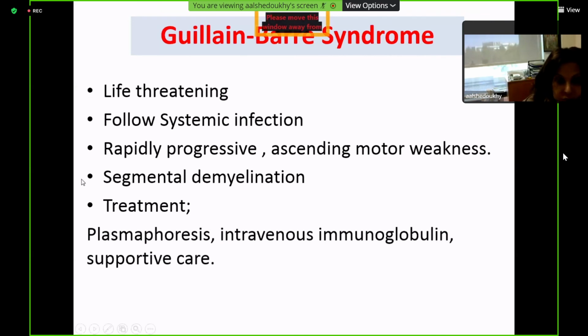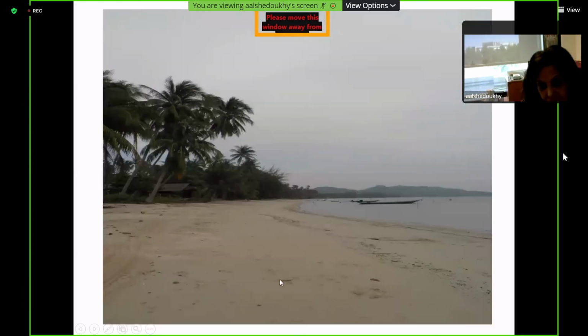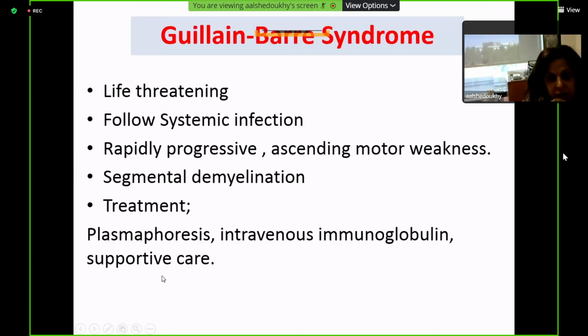What do you do for these patients? How do you treat them? Because it's an emergency. You give them plasmapheresis to wash out the autoantibodies that are attacking the myelin sheath, you give them intravenous immunoglobulin, and you give them supportive care if they need ventilation. So in all, this is everything with regard to demyelinating diseases of the central and peripheral nervous system. Any questions?